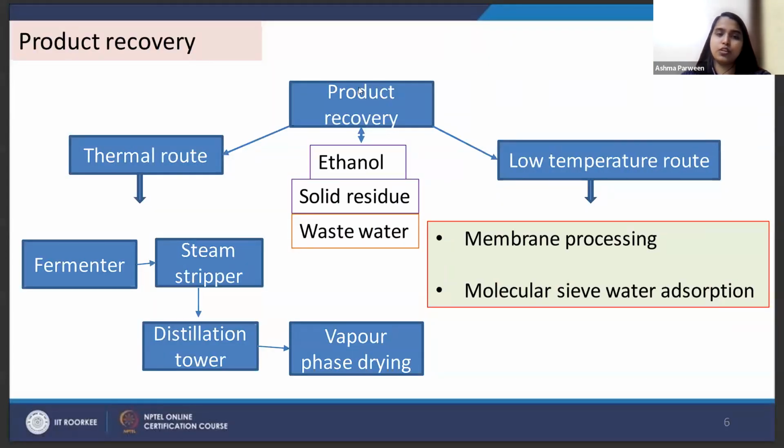Next is product recovery. Through fermentation, we will get ethanol, some wastewater, and some residue, but we need to purify to get almost 99.9% ethanol. There are 2 routes. One is the thermal route, which was discussed in the previous module in week 6, in which we do distillation followed by some drying to get the product as ethanol. The other is a low temperature route, in which membrane processing and molecular sieve water absorption are used to get ethanol.